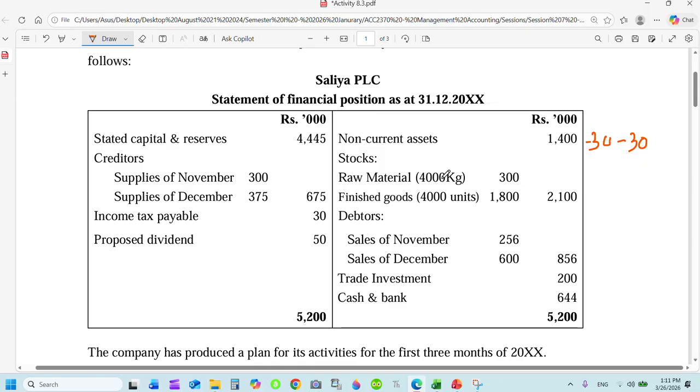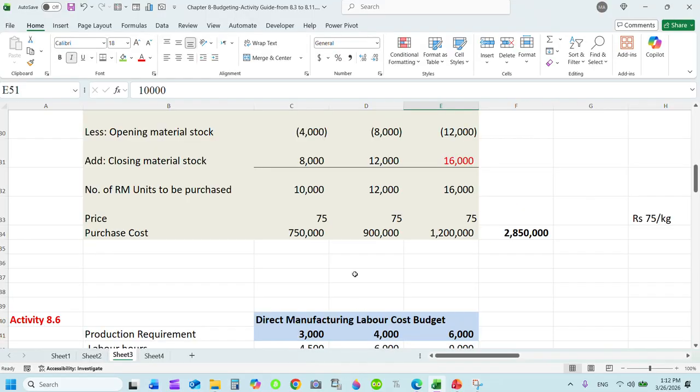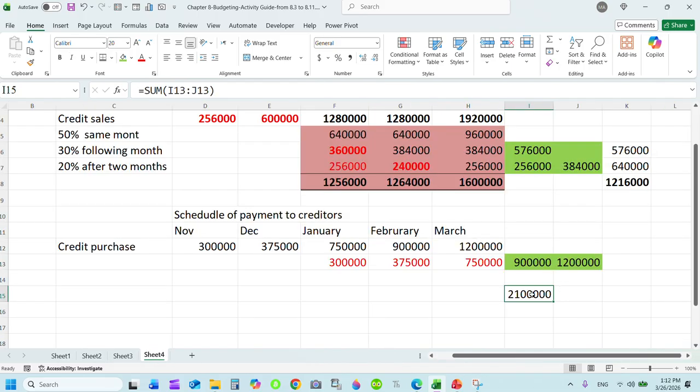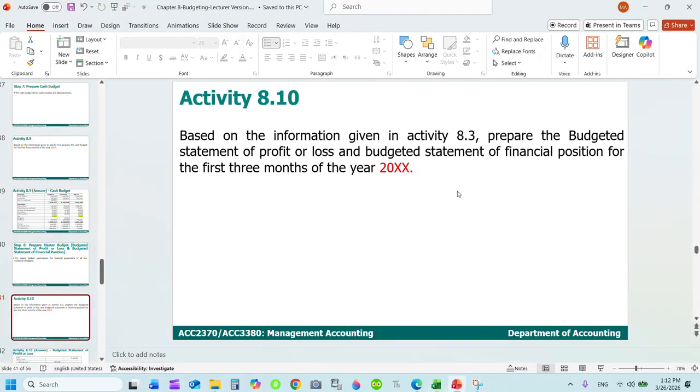Then raw material, right? This stock balance is not available. You can find out the stock balance from the schedules you prepare. And debtors, we mention what is the debtor balance. This is not there. Debtor balance should be taken from your collection schedule, remaining balance. Likewise, that part it's up to you to do it, right?